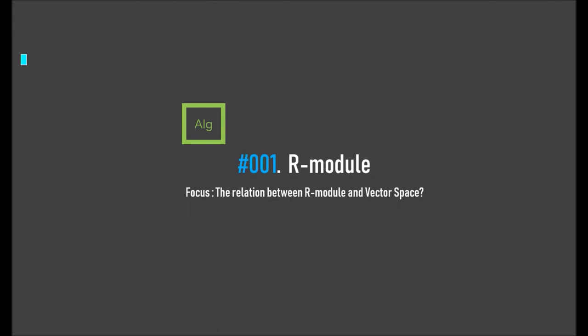In this lecture I'll introduce the definition of an R module, and our underlying focus is the relation between the R module and the vector space. If some condition is added, an R module can be a vector space. When can an R module be a vector space? In this lecture, I'll introduce this relation between R module and vector space.